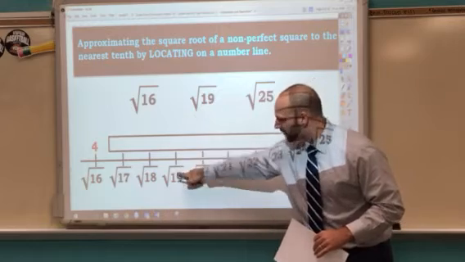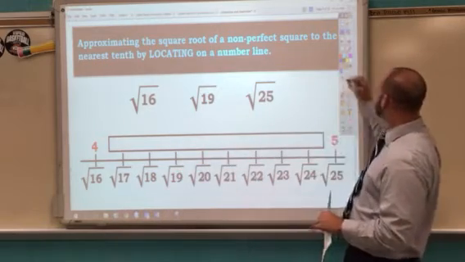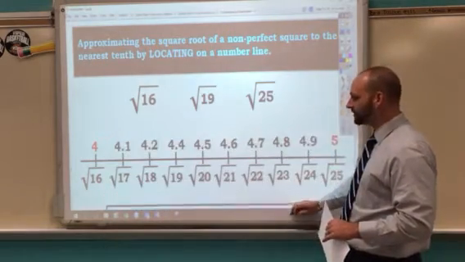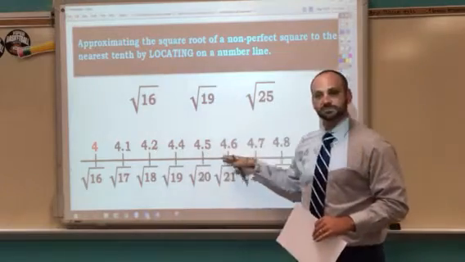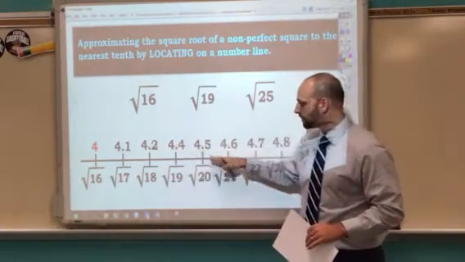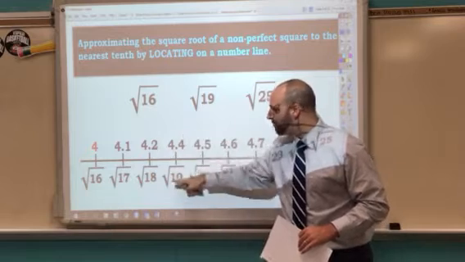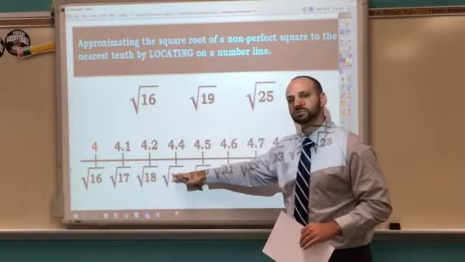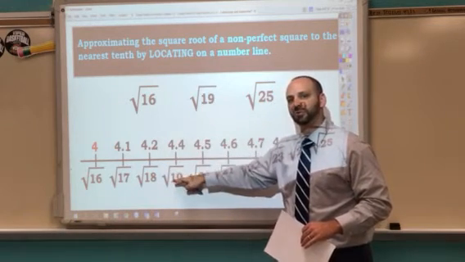And if we look, I've got it on this number line here. This is what you're looking at. So the square root of 19 is going to be about 4.4.